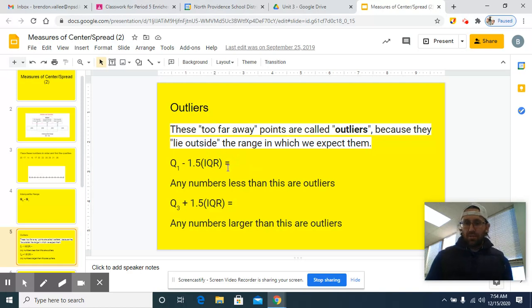You got to find the interquartile range, okay, and then multiply it by 1.5, and then subtract it from the quartile 1 or add it to quartile 3. So if it's bigger, too big, it would be right here, and if it's too small, it would be right here.